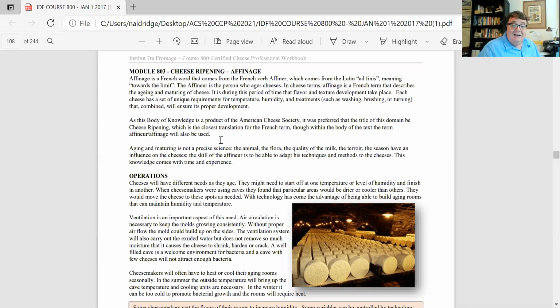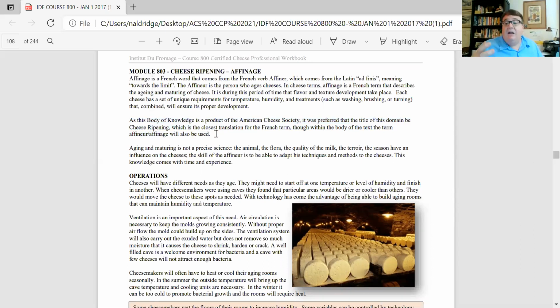And I've got highlighted here in my book the second paragraph: as this body of knowledge is a product of the American Cheese Society, it is preferred that the title of this domain be cheese ripening, which is the closest translation from the French term. So know then that within the body of the text, the term affineur or affinage will also be used.